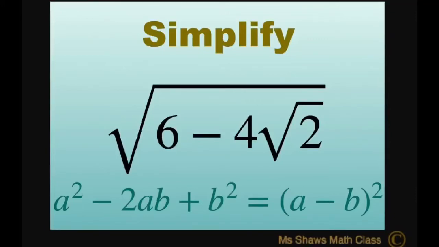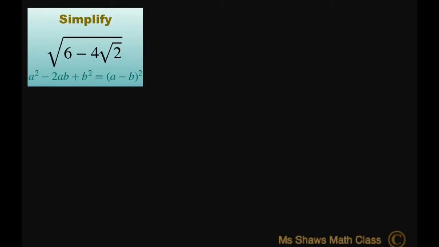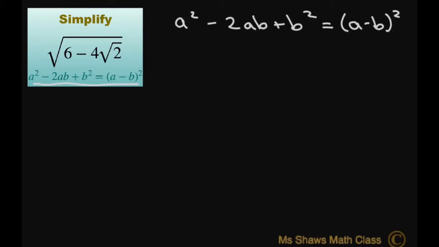Everyone, we're going to simplify the square root of 6 minus 4 times the square root of 2. Before we start, we're going to look at this form here. Our goal is to simplify it because we have two radicals here, so we want to simplify it as much as possible because that's hard to deal with. So we have a squared minus 2ab plus b squared, and that's going to equal (a minus b) squared. We want to find an a and b and write it this way if we can.